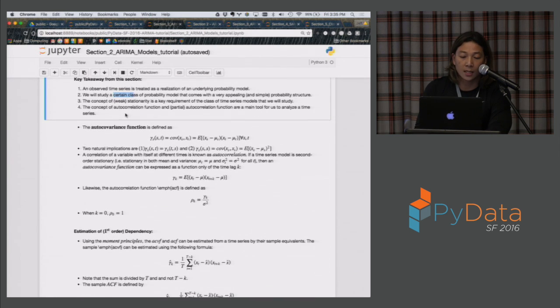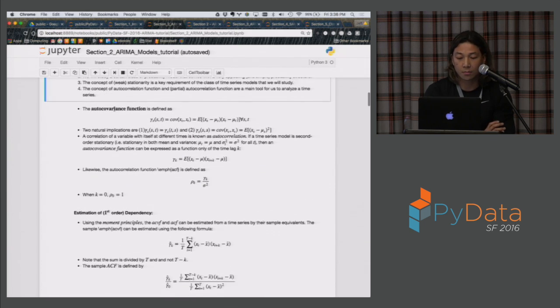Another takeaway is the concept of weak stationarity. It is very important that the underlying time series you are studying satisfies this condition before you apply the model. We'll talk about what weak stationarity means, and the concept of autocorrelation functions and partial autocorrelation functions. These are the main tools that we'll use to study the dependency of a time series.